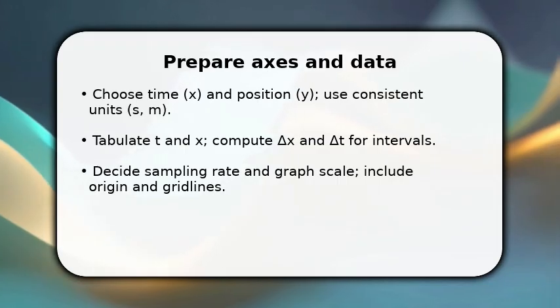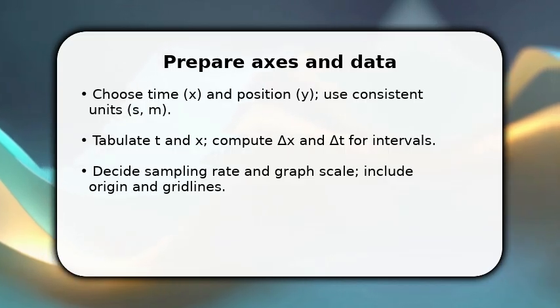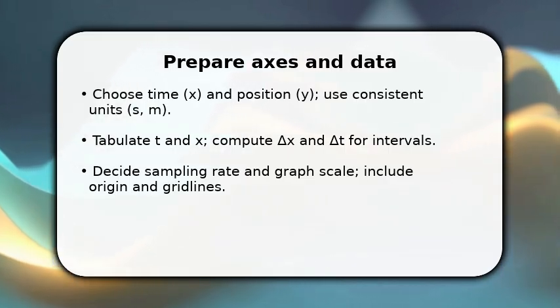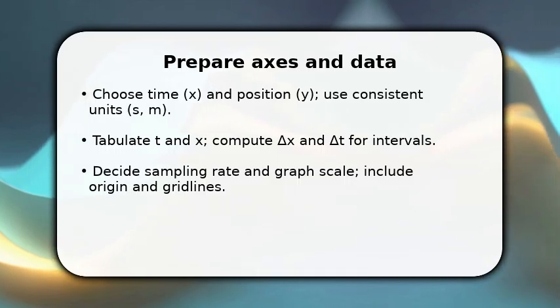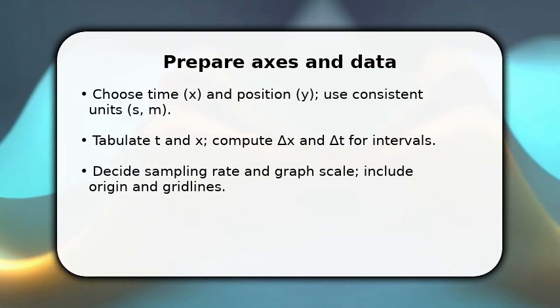Once done, compute Δx and Δt between neighboring points and write those differences on the sheet. Make sure scales are uniform so slopes reflect real rates. This initial setup turns raw numbers into a readable motion picture.